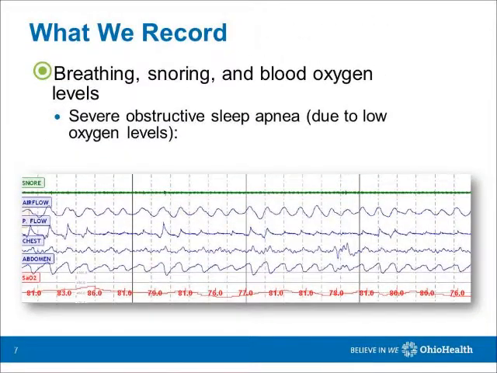This study also shows severe sleep apnea, not because this person completely stopped breathing, but because their oxygen levels dropped very low during REM sleep. Sleep specialists consider a number of factors when making a diagnosis of sleep apnea, including both how low oxygen levels drop and how many times per hour someone stops breathing.